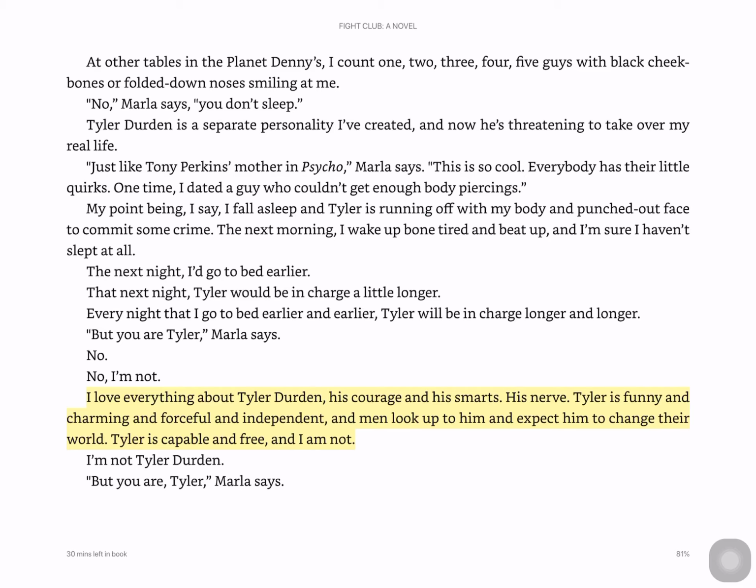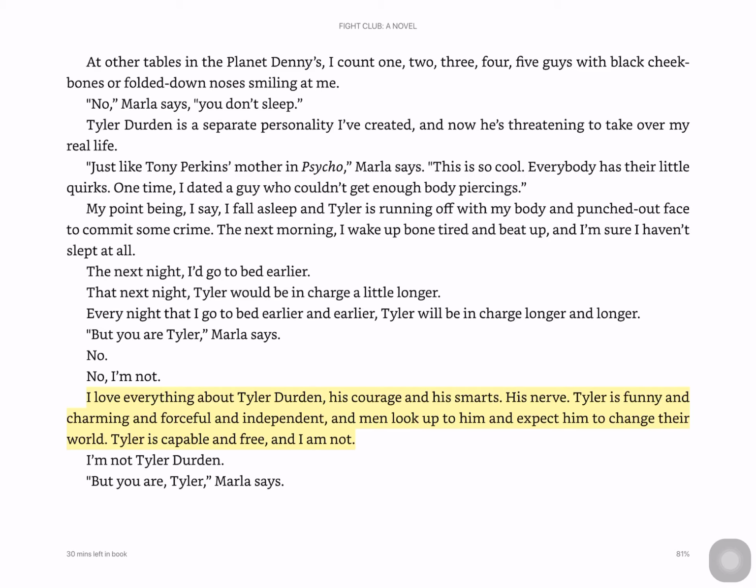But you are Tyler, Marla says. No, I'm not. I love everything about Tyler Durden. His courage and his smarts, his nerve. Tyler is funny and charming and forceful and independent, and men look up to him and expect him to change their world. Tyler is capable and free, and I am not. I'm not Tyler Durden.